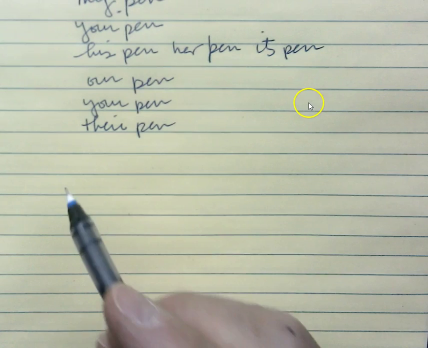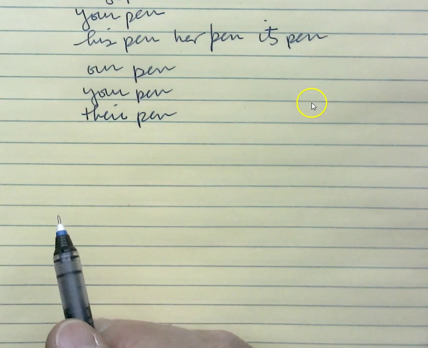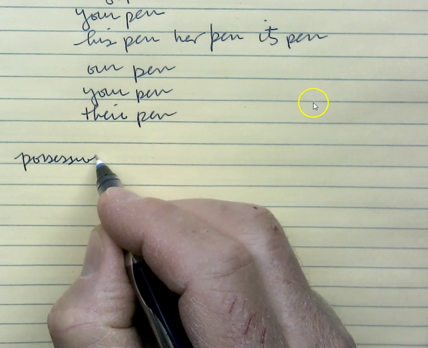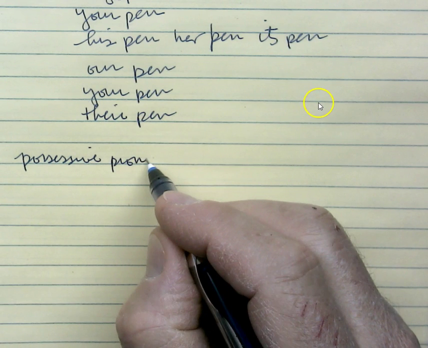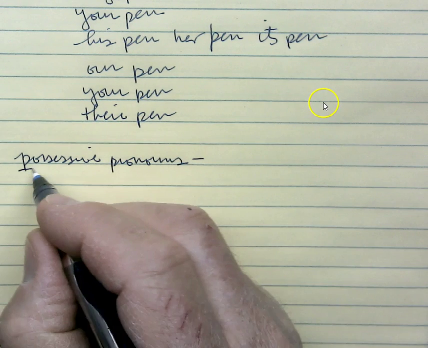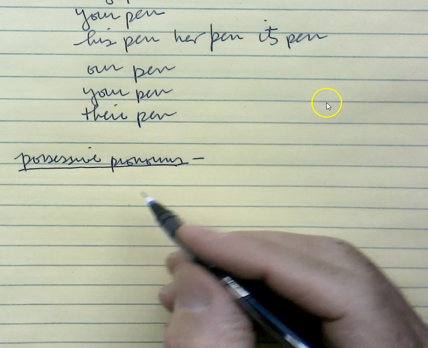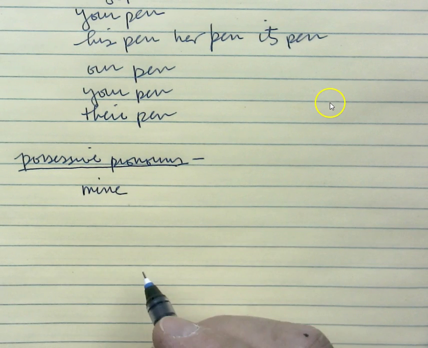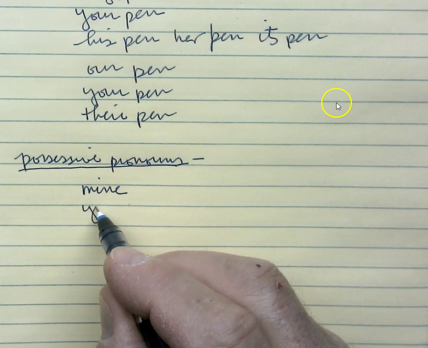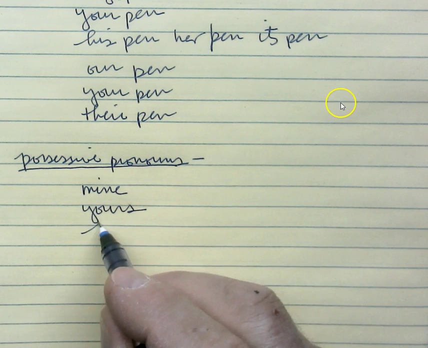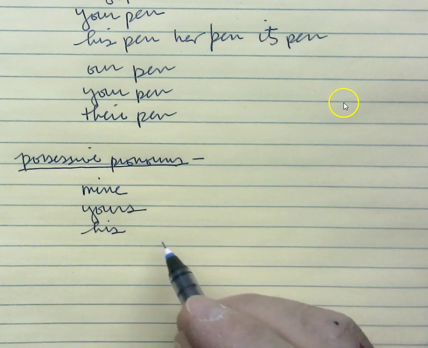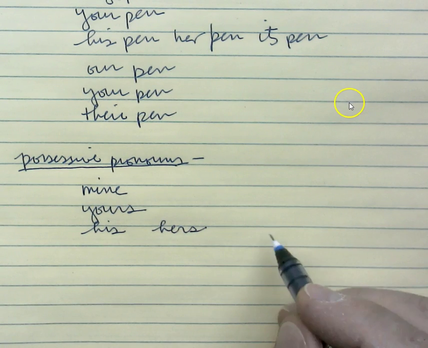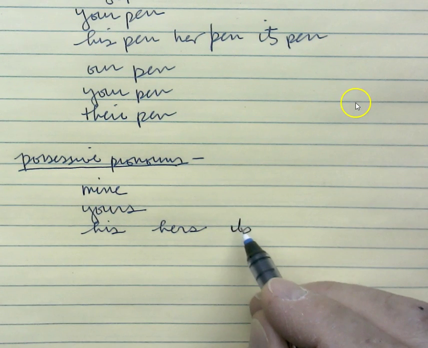Now, possession also is signaled in standard English with possessive pronouns. And pronouns are words that can stand alone. For example, this is my pen, this is mine. This is your pen, this is yours. This is his pen, this is his. This is her pen, this is hers. This is its pen, this is its.